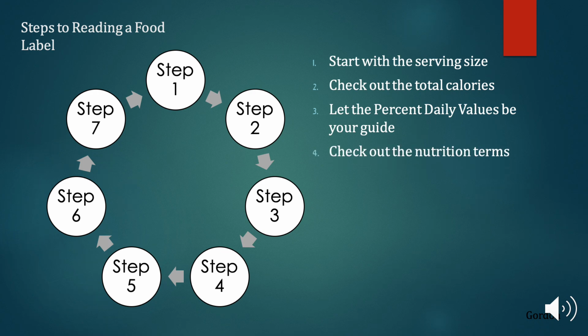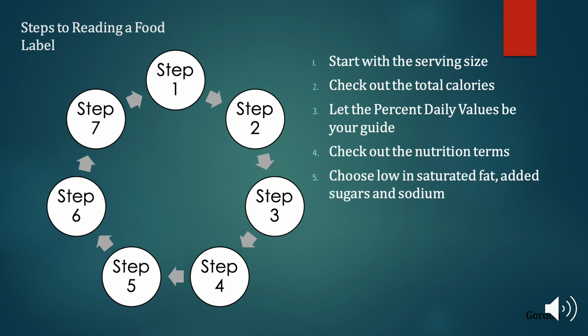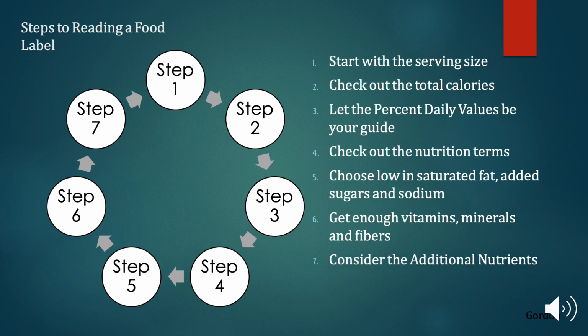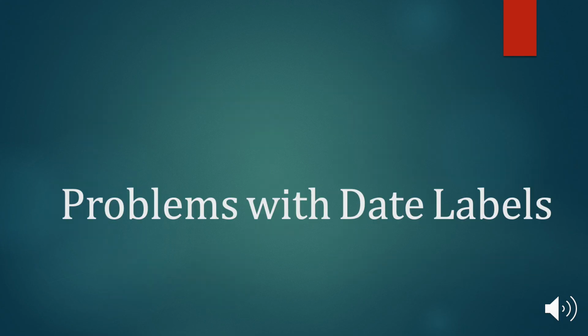Number 4, check out the nutrition terms. These include catching if it is low in calories and cholesterol, if there's reduced fat, if there's a good source of any particular item, if it is calorie-free, fat and sugar-free, low in sodium, and what it is high in. Number 5 is choose low in saturated fat, added sugars, and sodium, which has been included above. Number 6 is get enough vitamins, minerals, and fiber. And finally, consider the additional nutrients.